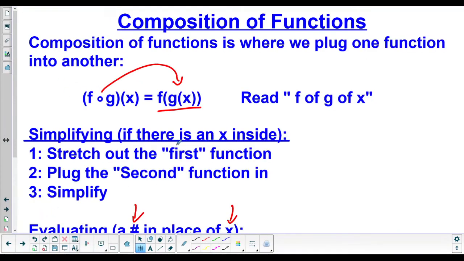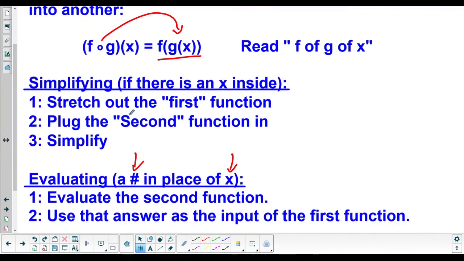Okay, so let's talk about the simplifying or the straight composition problems first. First, we're going to stretch out the first function. All that means is that if I have something like f of x equals x plus 2, I'm going to replace the x with a set of parentheses, so I have room to put something else inside. So it'll look like this.